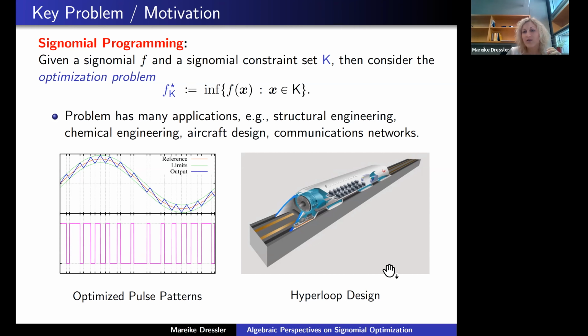And here on the right, you see an example of a hyperloop design. A hyperloop system is a uniquely coupled problem because it involves the simultaneous design of a complex high-performance vehicle and its accompanying infrastructure. And it turns out that this can be modeled very nicely as such a Signomial program. So these Signomial programs have various applications, but unfortunately they are NP hard to solve. So what can we do now?